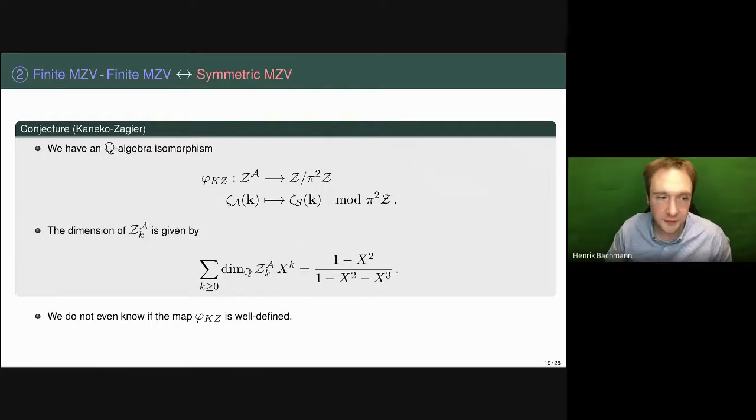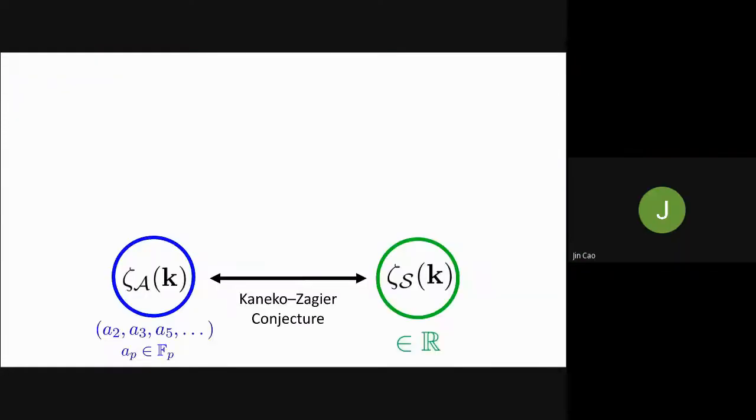But of course, this conjecture is still a conjecture because we cannot even show that this space here is not trivial. So in particular, we cannot show that this map is actually well-defined.